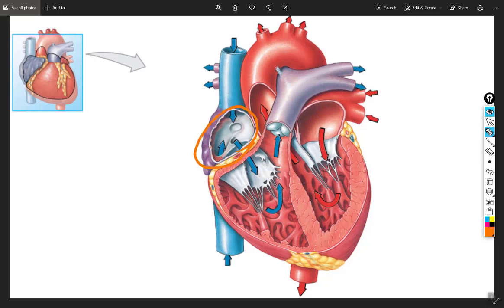I am circling the right atrium, which receives blood that's oxygen poor from both the superior and inferior vena cava. And then over here on the left side, we have the left atrium, and that's going to receive blood from the pulmonary veins, which are paired. There are two on each side, but you're only seeing the left-hand side ones in this picture.